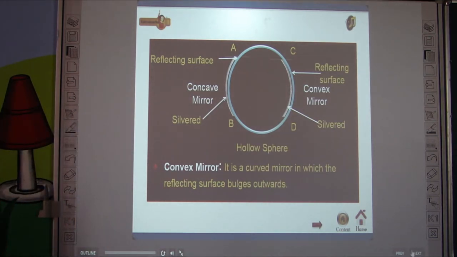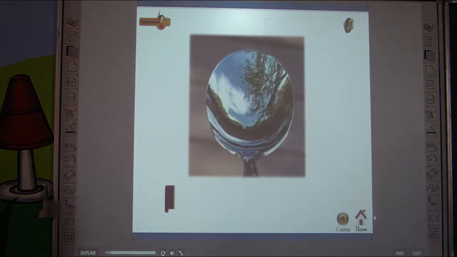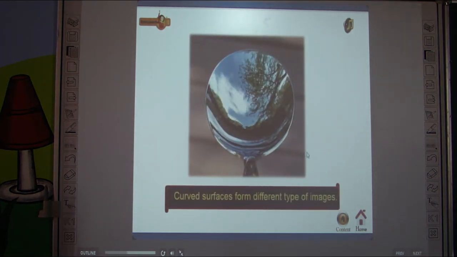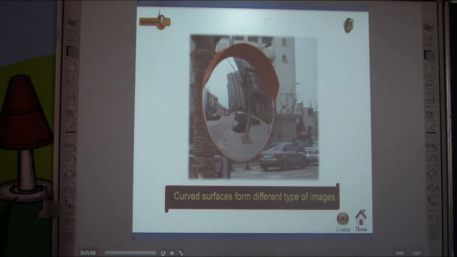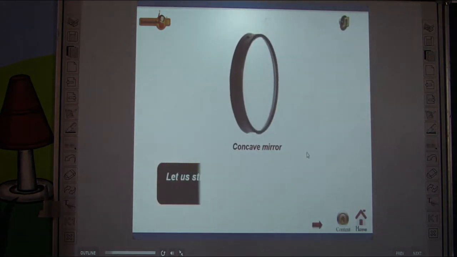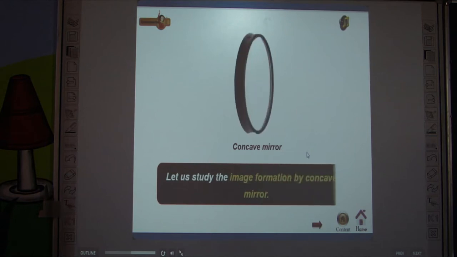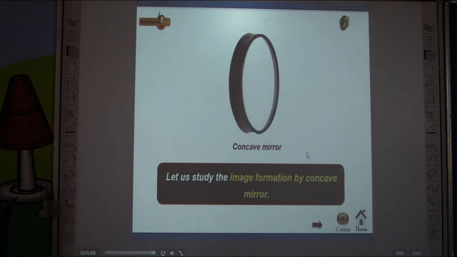So, these are the two types of spherical mirrors. And the next one, curved surfaces form different types of images. Let us study the image formation by concave mirror. So what is called concave mirror? It is a spherical mirror in which the reflecting surface curves inwards. This is about concave mirror.